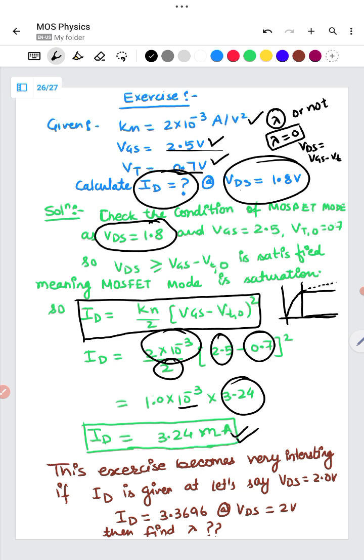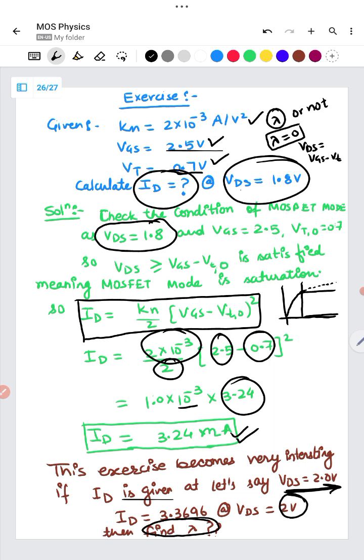Now, to make this problem very interesting, let's do one thing. Let's say in the same problem, one value of ID is given. Let's say at VDS equal to 2 volt, ID is given, which is 3.3696 milliampere. Now we have to find the lambda.